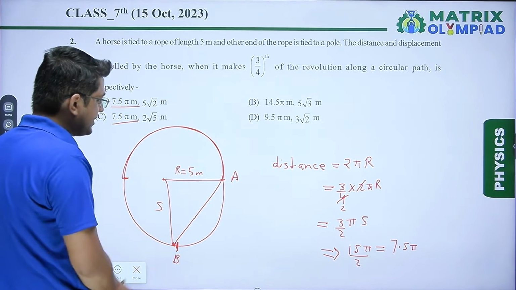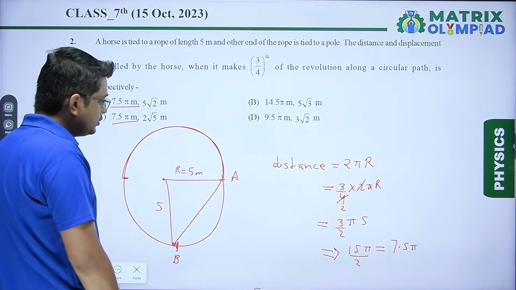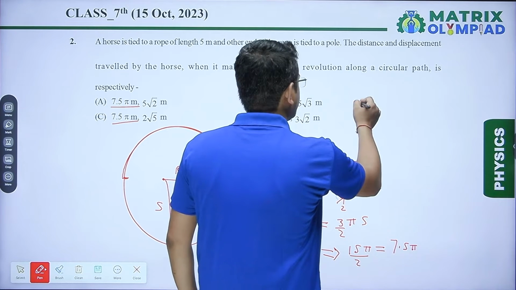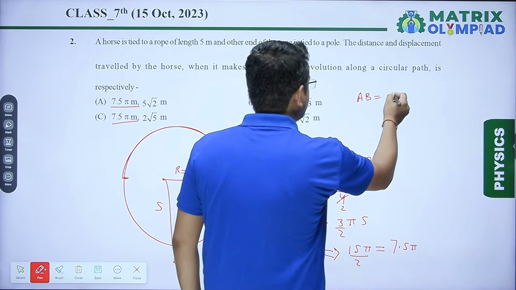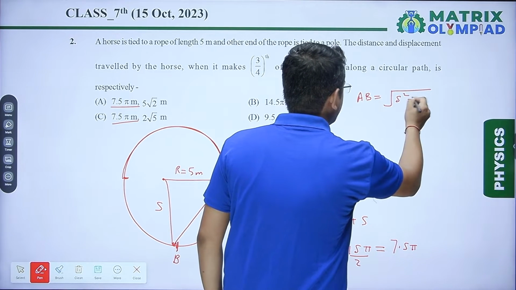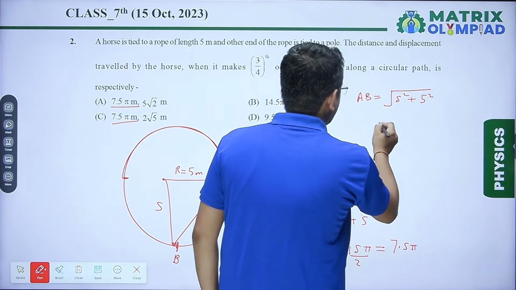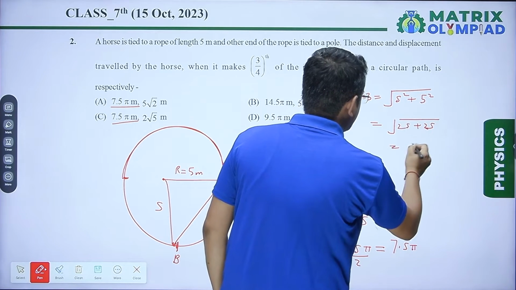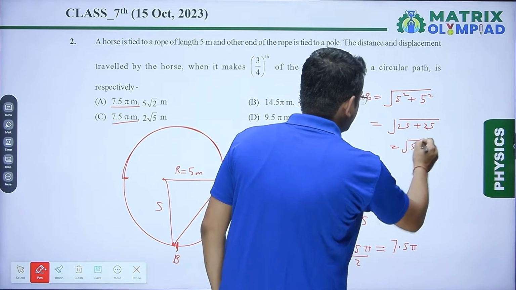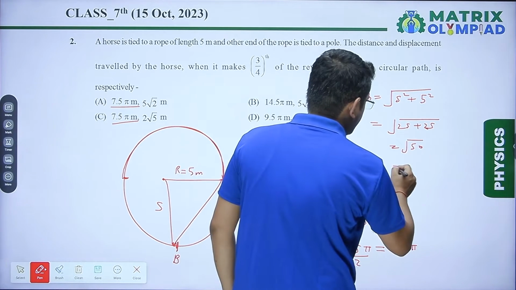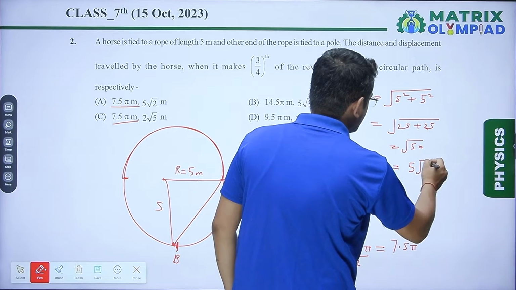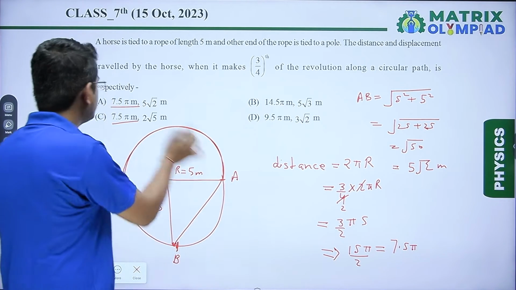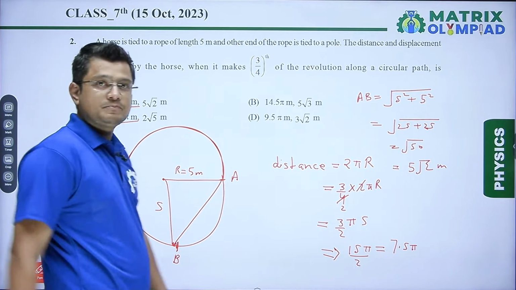So this is a right angle triangle having two sides of 5 meter. So we will find out the third side by using the Pythagoras theorem. So in this case, the distance AB is equal to root of 5 square plus 5 square, which is equal to root of 25 plus 25, which becomes equal to root 50. Now, this root 50 can be written as 5 root 2 meters. Okay, let us check which is the correct answer. So, the correct answer is option A.